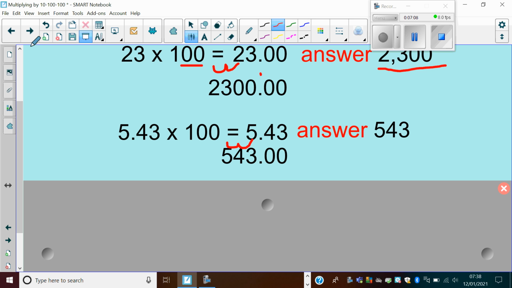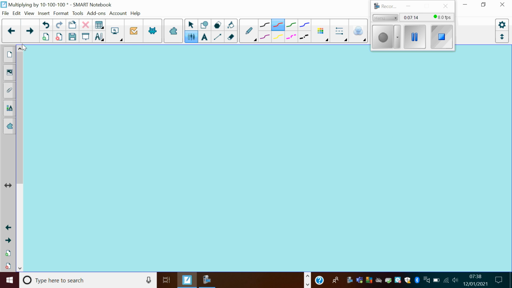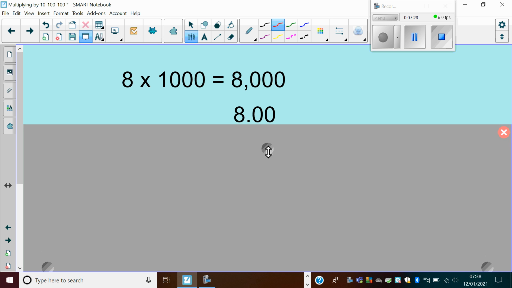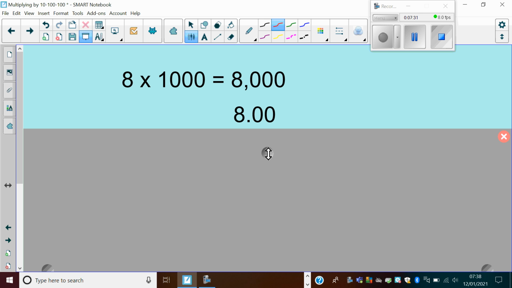And finally, if we're going to multiply by 1,000, guess what? We don't move it 1 place, we don't move it 2 places. We're going to move it 3 places because, of course, 8 times 1,000 is 8,000. But how did we do it? We said 8 is the same as 8.00, and we can put a decimal point in directly below.